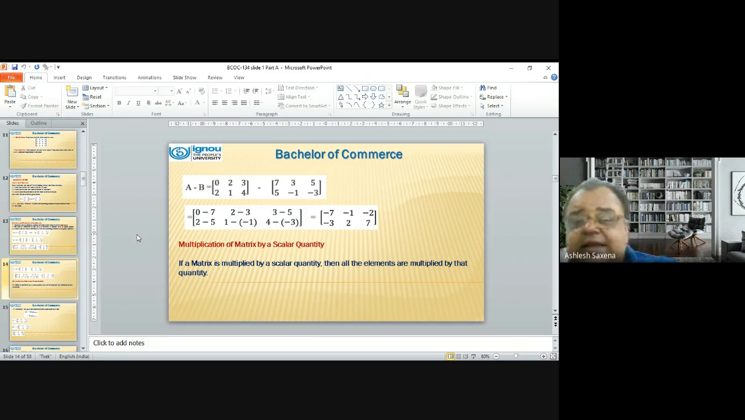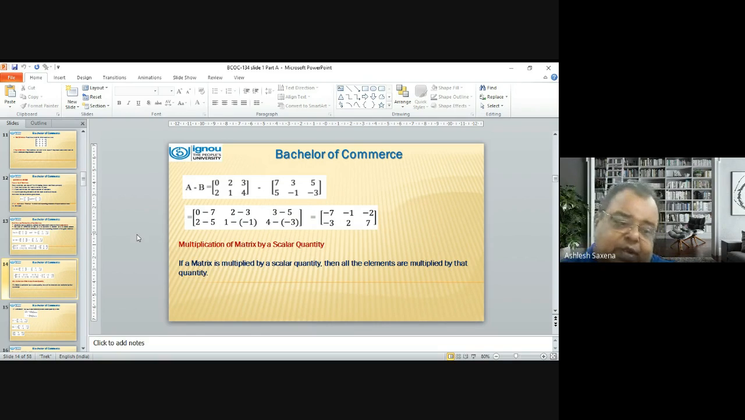You can again see the order is the same, that of A and B. That means, I'm repeating just in a second, that for addition and subtraction of two matrices, the matrices have to be of the same order. If they are of different orders, we cannot perform addition or subtraction.